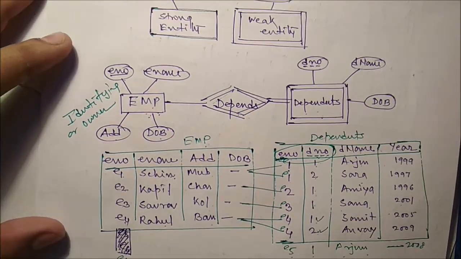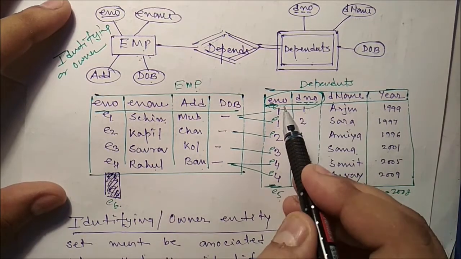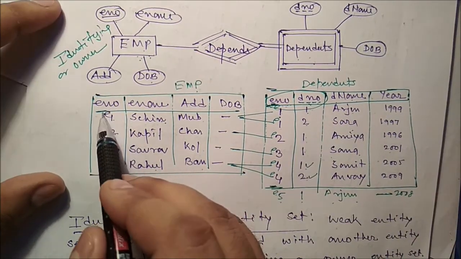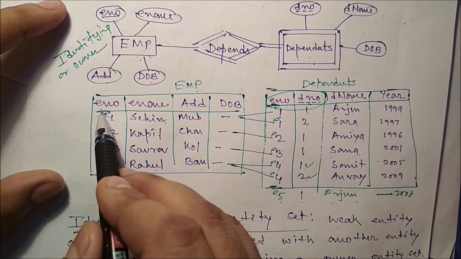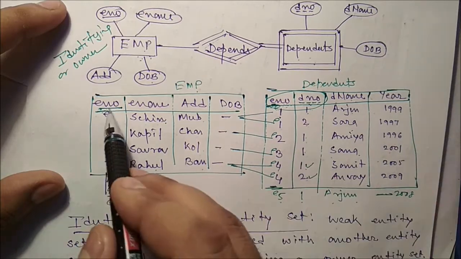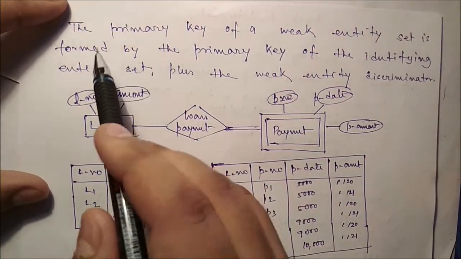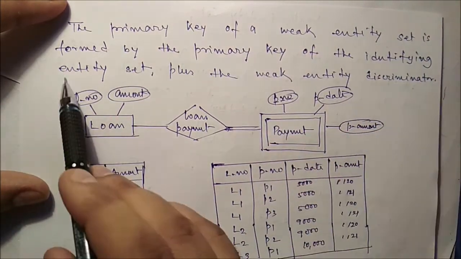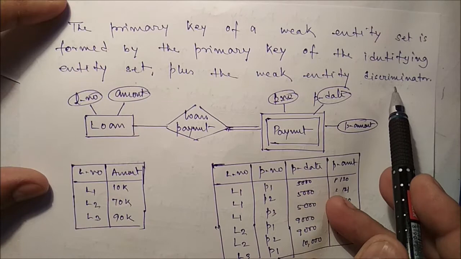And one more thing: the primary key of the weak entity set is formed with the help of the primary key of the identifying or owner entity set. So here employee number is the primary key of the employee table. So the primary key of a weak entity set is formed by the primary key of the identifying entity set plus the weak entity set discriminator.